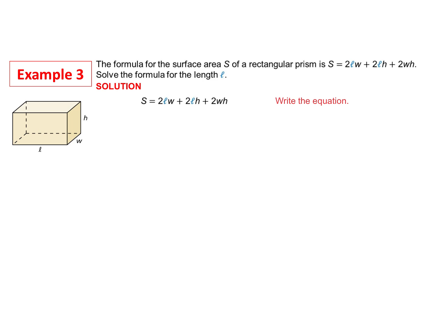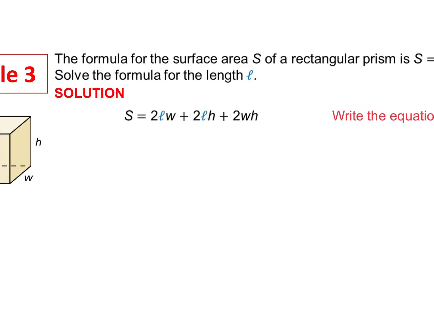This also might be something that you've seen before, maybe from middle school. This is the formula for the surface area of a rectangular prism. So S, which is our surface area, is equal to 2 times the length times the width, plus 2 times the length times the height, plus 2 times the width times the height. We want to solve this formula for the length L.